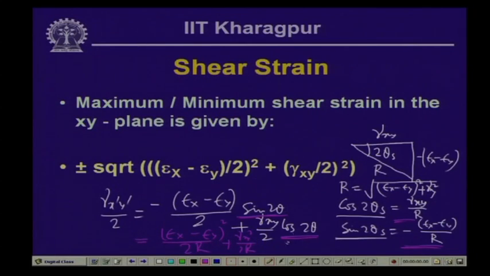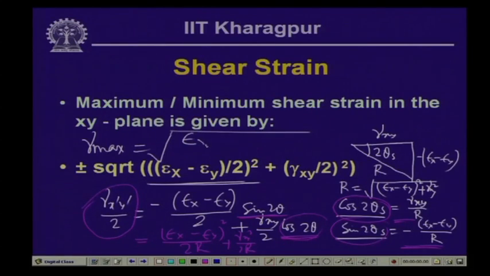This is equal to r by 2, and hence the value of gamma max, gamma x dash y dash, when we substitute for sin 2 theta and cos 2 theta in terms of cos 2 theta s and sin 2 theta s, can be written as equal to the square root of ((epsilon x minus epsilon y) by 2) square plus (gamma x y by 2) square.